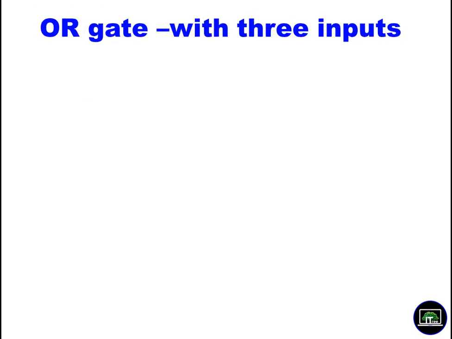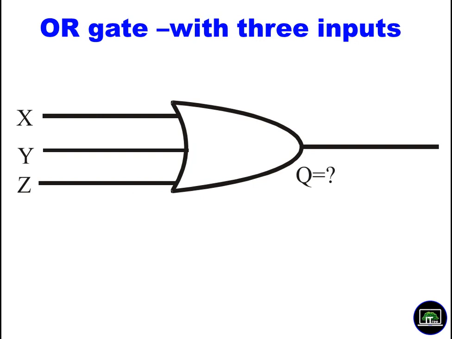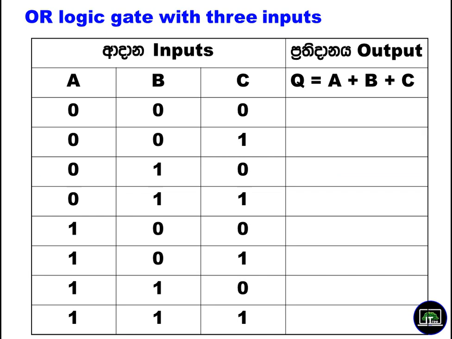Okay, now we go for the OR gate with 3 inputs. Can you write the Boolean expression for that one? What is Q now? It is x plus y plus z. Now you can fill this one. It is simply addition, logical addition. 0 0 0 0 0 0 1 1 0 1 0 1. You can fill.